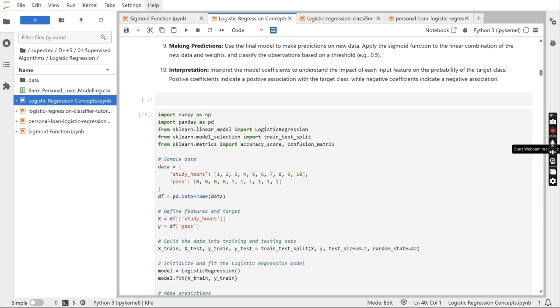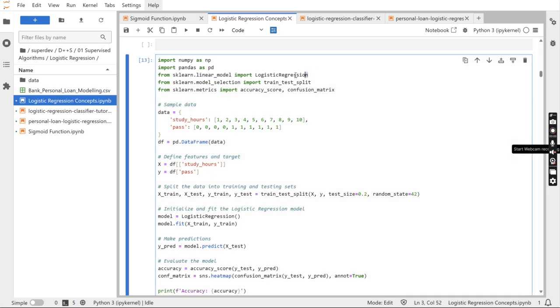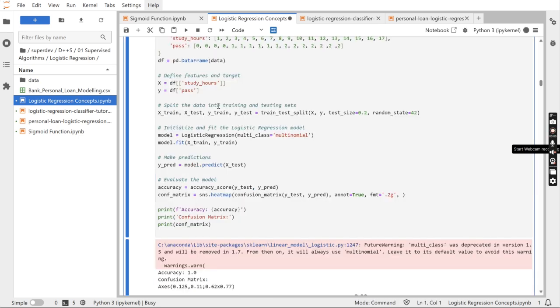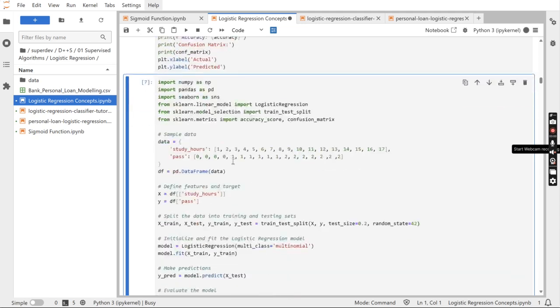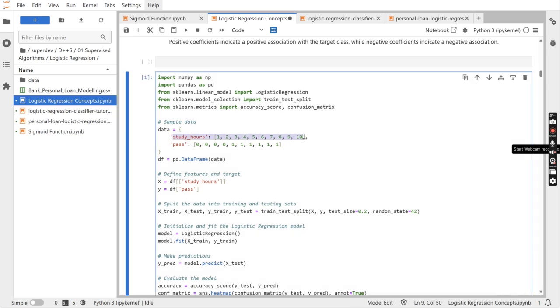Okay, all right. So one simple example we'll see here. You can import the logistic function from sklearn. I'm taking only one feature here, which is study hours. We are trying to determine who will pass based on the number of hours they have studied.